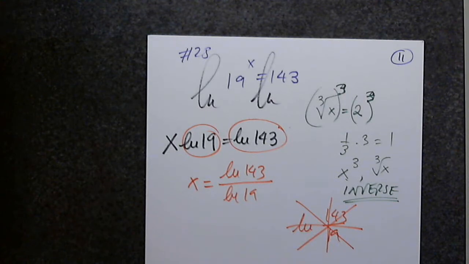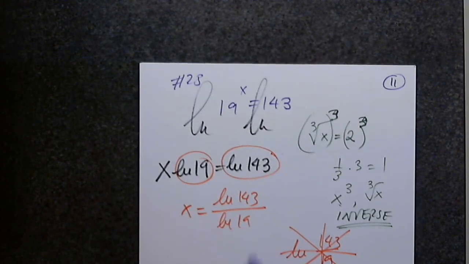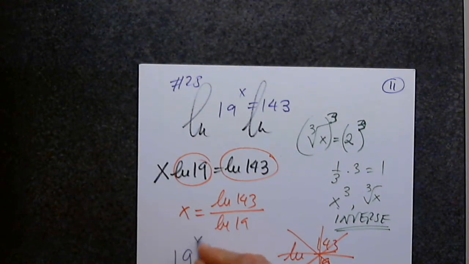Let's say you say, I don't understand this, or I'm not sure. Show me that this is the correct number. And I'm going to show you. I'm going to plug it in: 19 raised to the x. So let's grab the calculator and divide natural log, I'm sorry, natural log of this one divided by natural log 19.